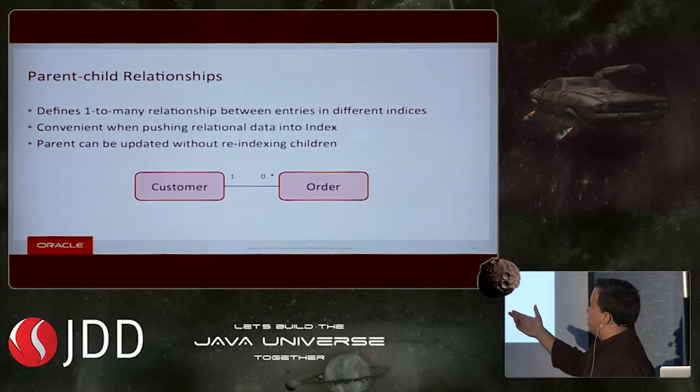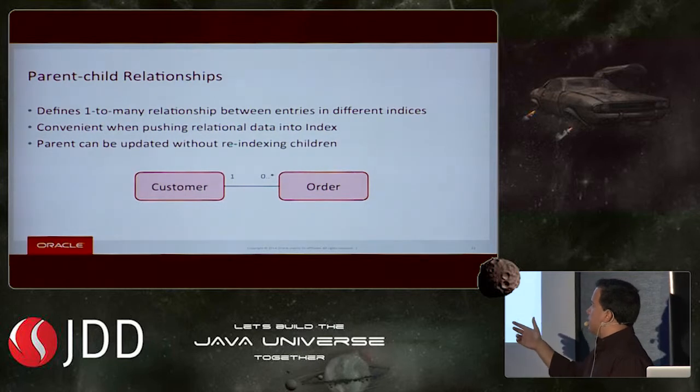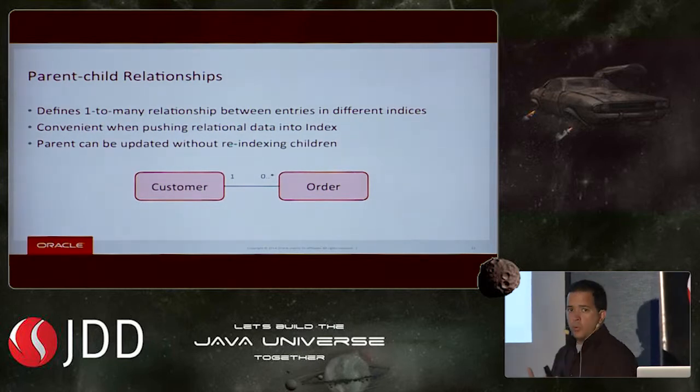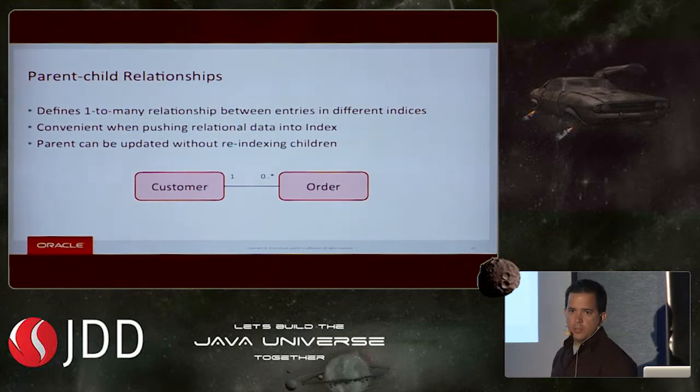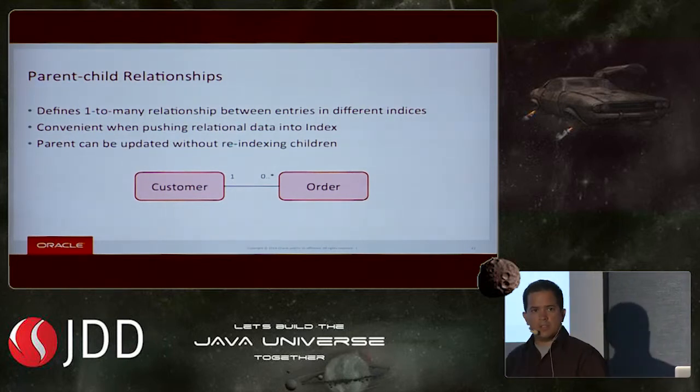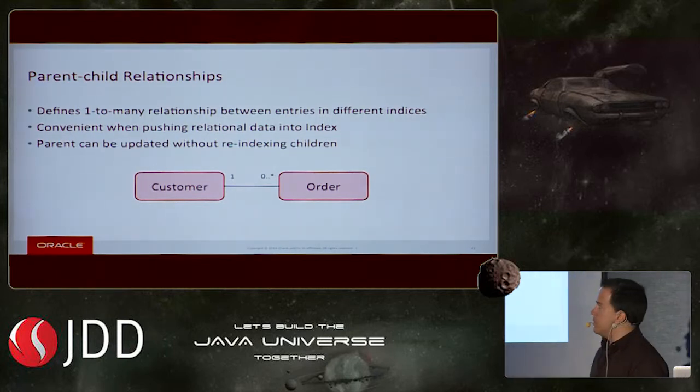In the example here, I have customers with orders, and every time a new order is placed, I don't want to send a whole new customer with a list of orders. I can just send the order separately or update my customer separately. I don't have to bind the two directly. And this is, again, how you set up your index and the structure between them.